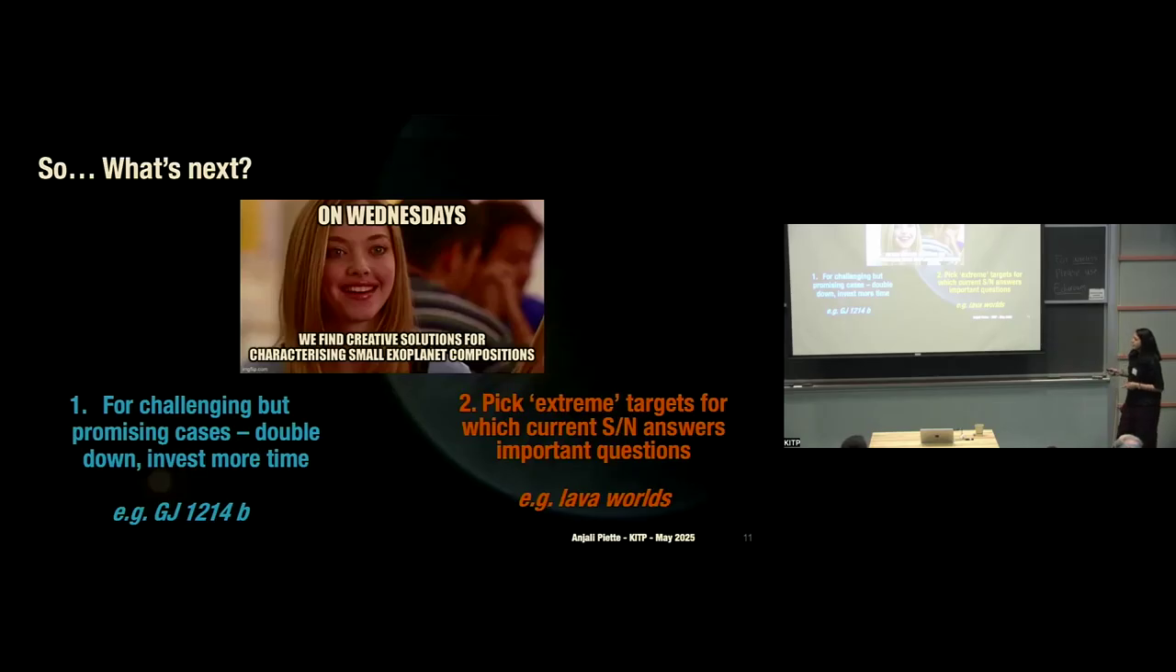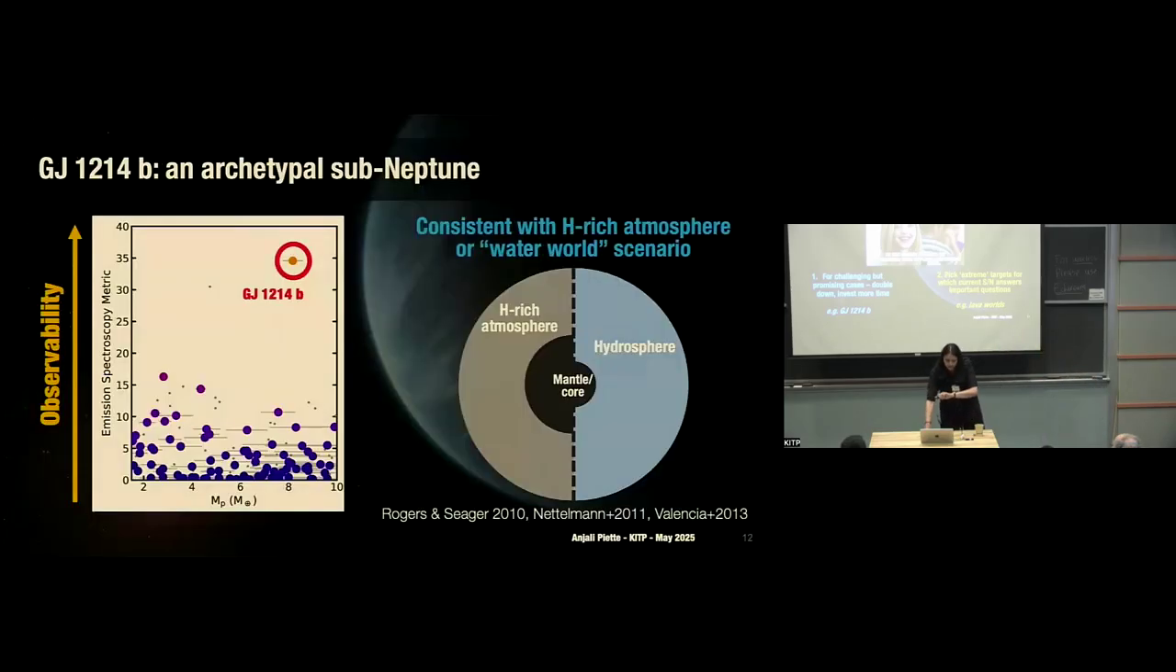Another approach that we can take is to put our experimental hats on and think, are there any extremes in the population that can simplify these degeneracies for us a little bit, and where the signal to noise that we can get right now actually tells us something interesting and answers a useful question? So I'm going to talk about an example of lava worlds in a minute and how they can help us to learn something about volatile retention. Okay, so I'm going to speed up just a little bit.